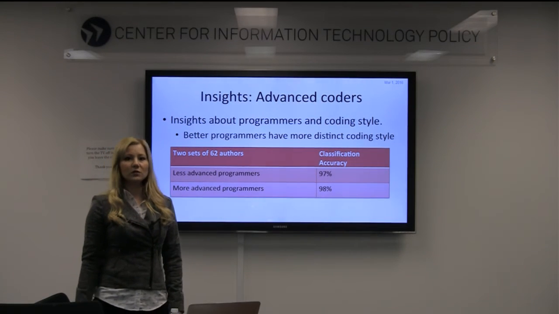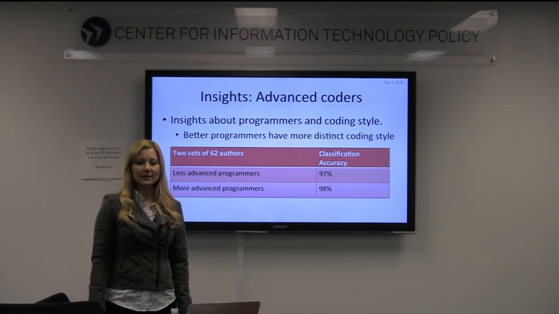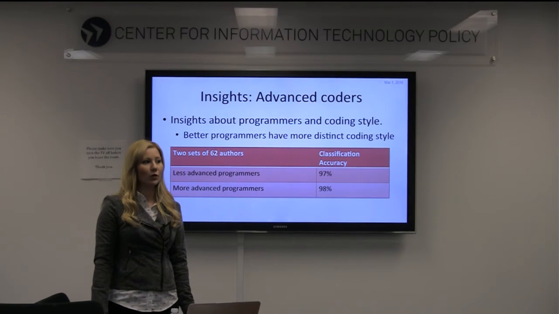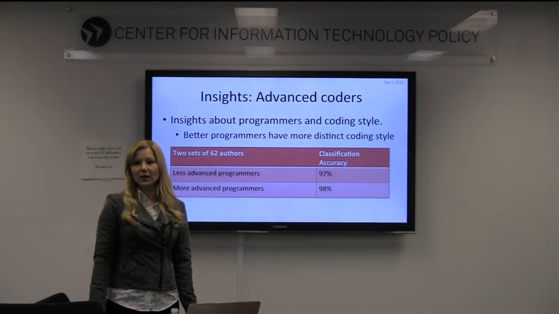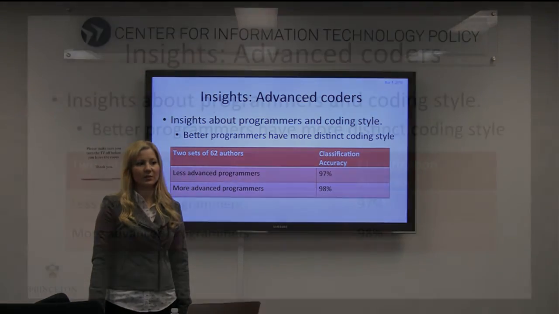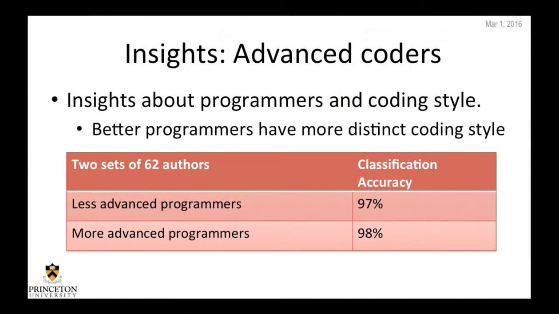And we were able to see after our analysis that advanced coders have a more distinct coding style. We are able to de-anonymize more advanced programmers with greater accuracy. And again, this brings up this question.